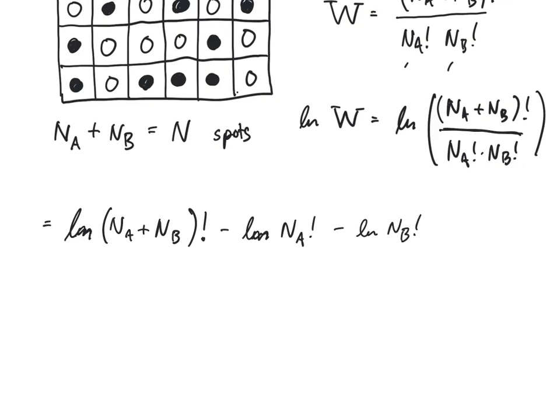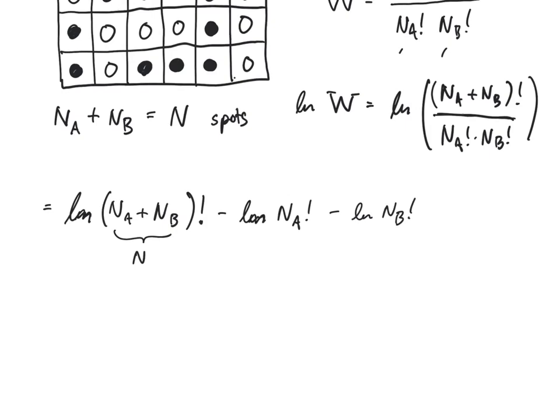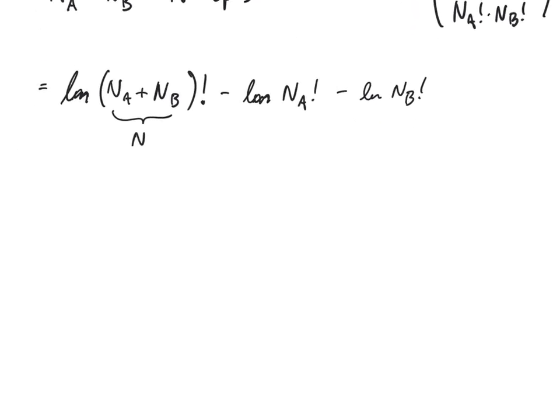All right, and now this is our chance to first of all indicate that that's N, and so we'll just be using N from now on instead of NA plus NB. But now we can also use Stirling's approximation, which if you recall from class, tells us what's the log of a factorial. And it says that the natural log of n factorial, whatever n is, is equal to n log n minus n. All right, so everywhere that we see a log factorial, we're going to replace it with Stirling's approximation.